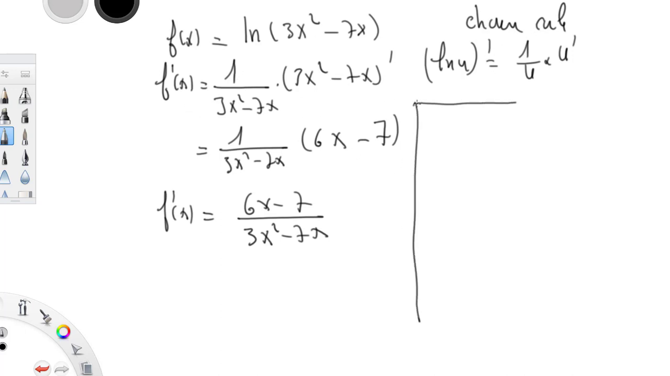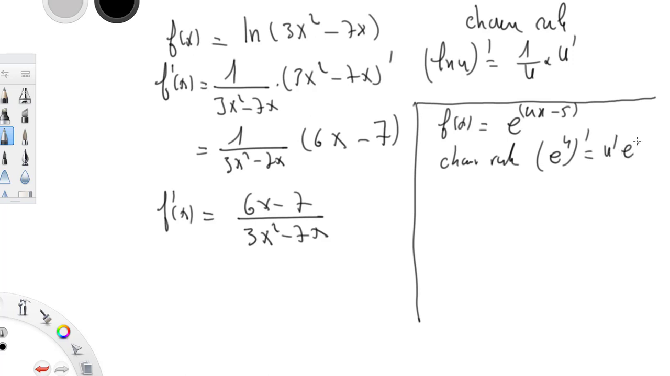Now let's work on the exponential function. You have f of x equals exponential of 4x minus 5. Here also is the chain rule for the exponential function: the derivative of exponential of u is u prime times exponential of u. So since f of x equals exponential of 4x minus 5, its derivative f prime of x would be the derivative of 4x minus 5 multiplied by exponential of 4x minus 5.